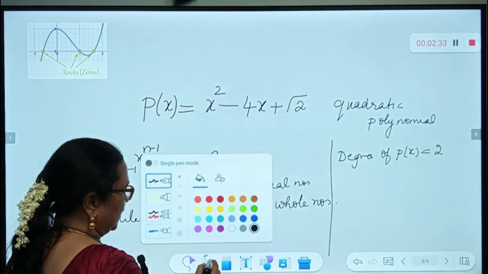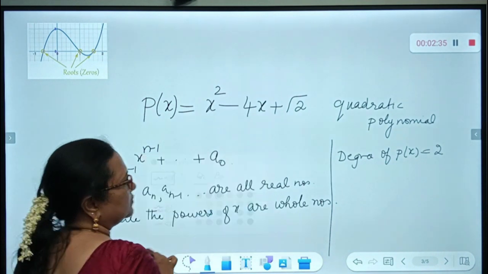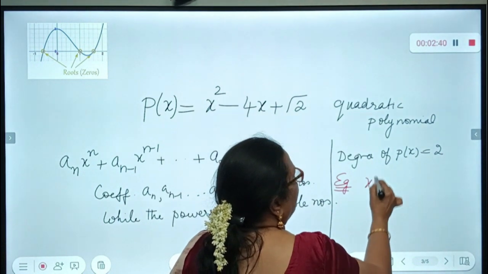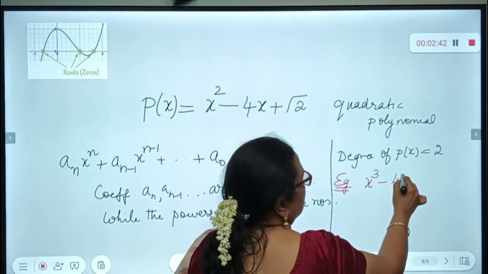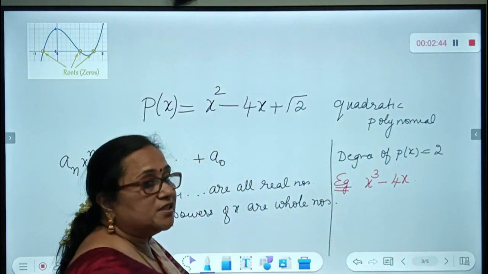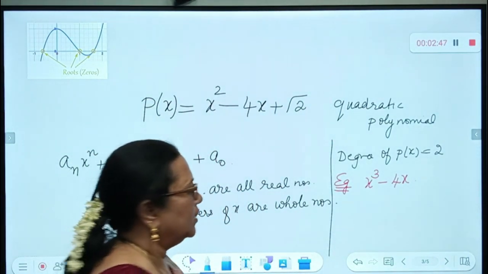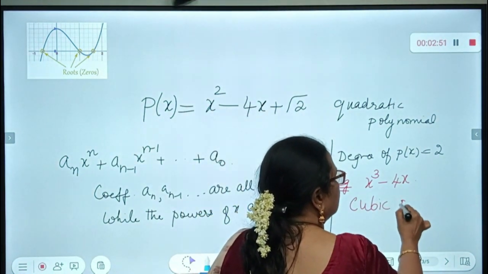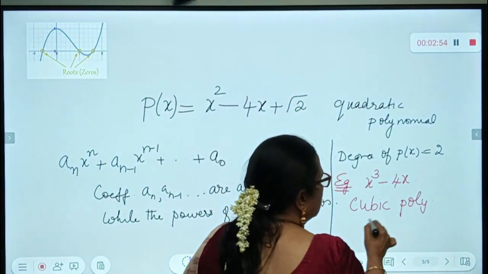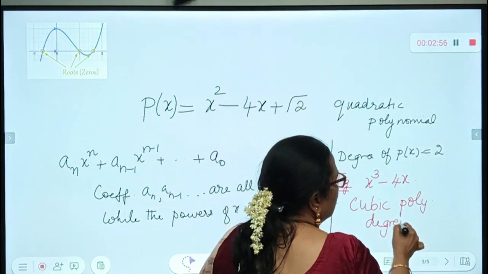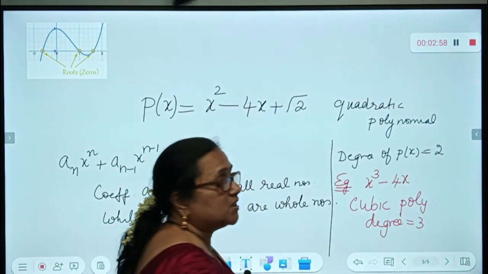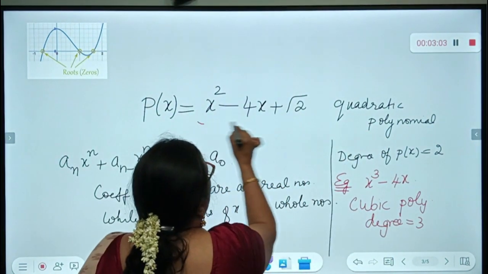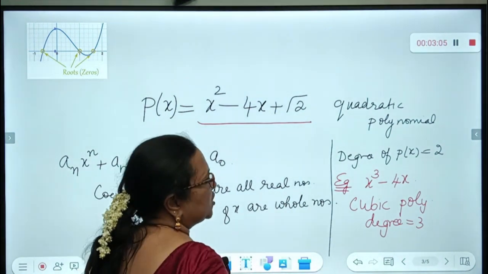Let me give you another. Look at x cube minus 4x. This is also an example of a polynomial. This is called a cubic polynomial, because the degree of the polynomial is 3. What is the degree? Degree is the highest power of x. Here, what is the degree of the quadratic polynomial? Highest power of x, which is 2.